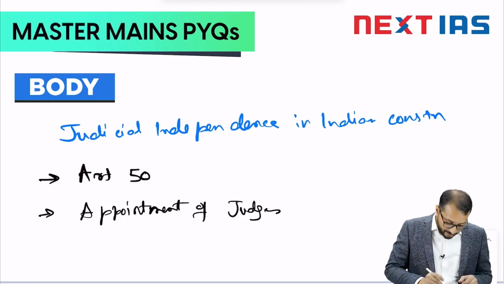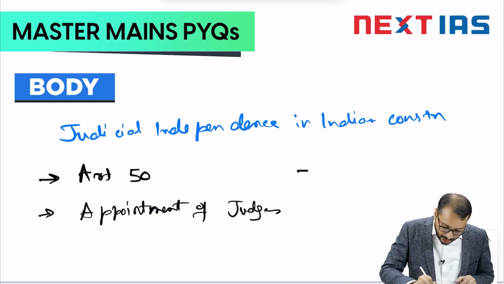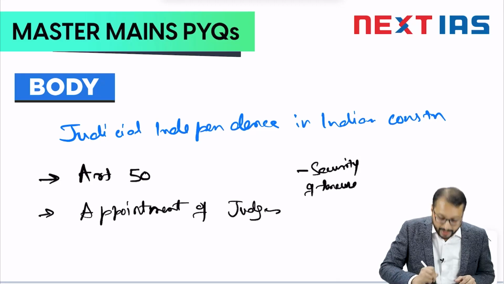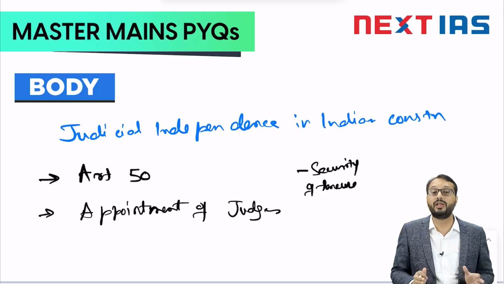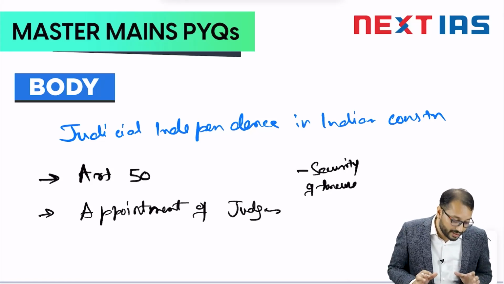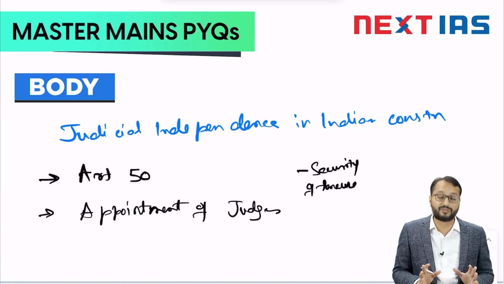Right? They have been granted security of tenure. The judges have been granted the security of tenure. They can only be removed by the President after a process of impeachment in the Parliament, which is very rigorous.